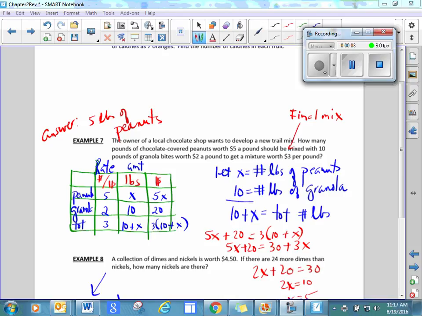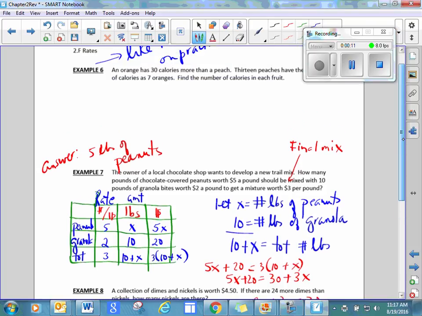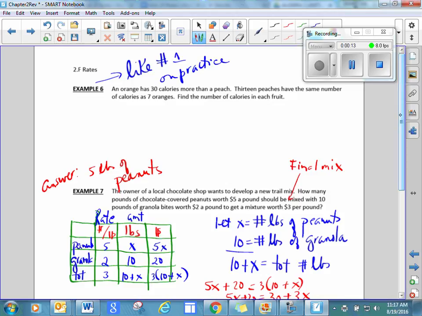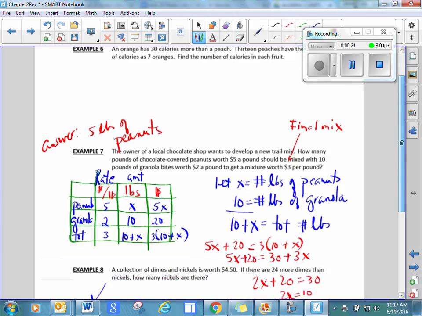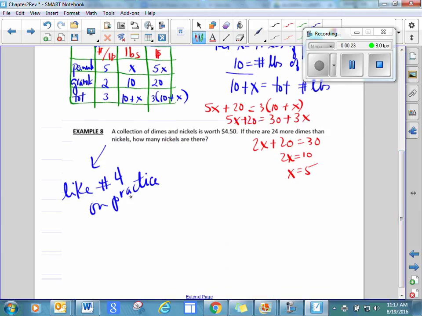Back with more rate examples, more charts to make. So in your notes, we're still on page 33. If you will go back up and look, I did want to point something out. We did example 6 on the last video, and this is exactly like number 1 on your practice sheet. And number 8 that we did is exactly like number 4. So these are going to be good examples for you to use when you're filling out your practice sheet.